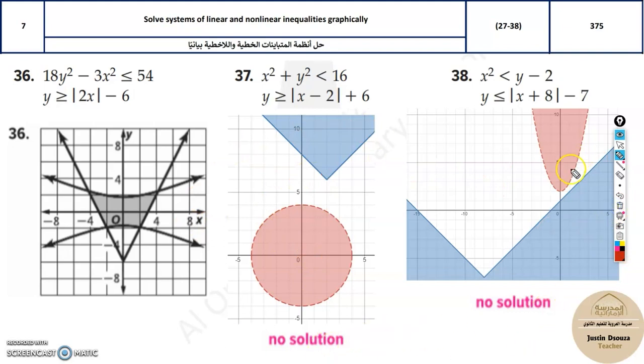These are the cases. Even over here, there is no solution because you can see the vertex over here and over here, they will not touch each other. So these are the cases. Please make sure you understand the equations thoroughly and then graph them and see where the solution region is. If they overlap, there's the solution. If they do not touch each other, then there will be no solution.